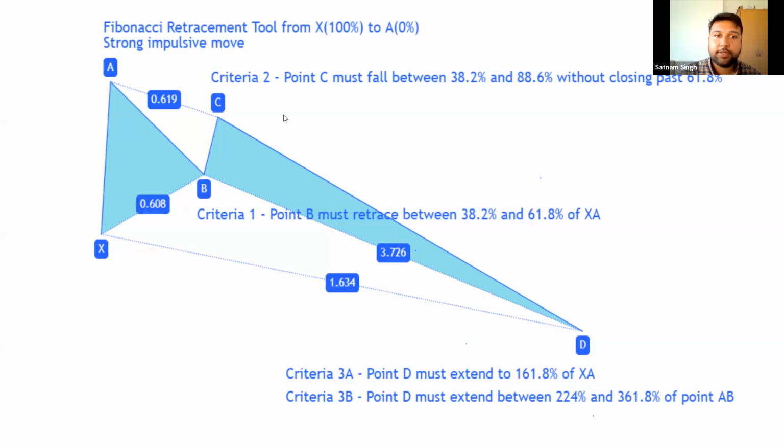Once all of this criteria has been met, that is when the pattern is formed. Without all of this, without criteria 1, 2, and 3 being met, the pattern will not form. It will not form on the charts.